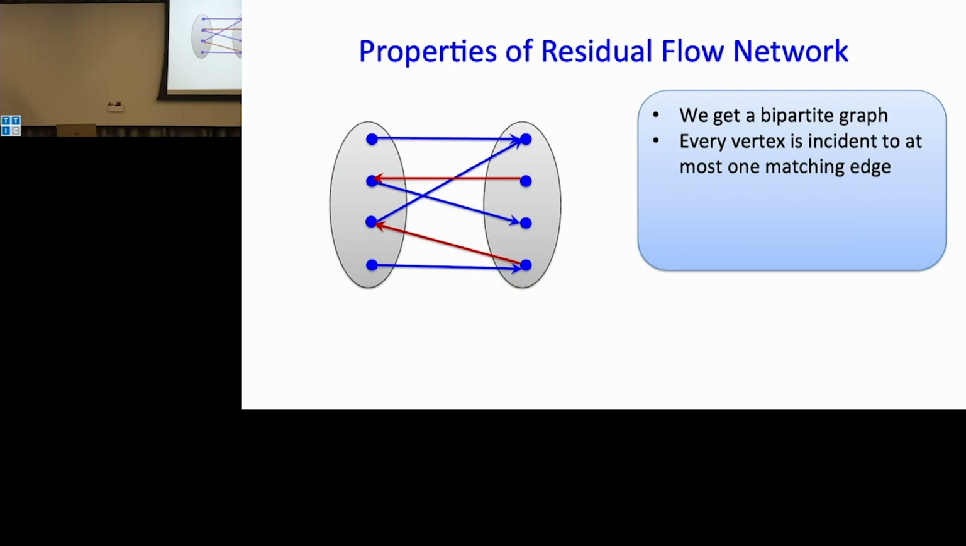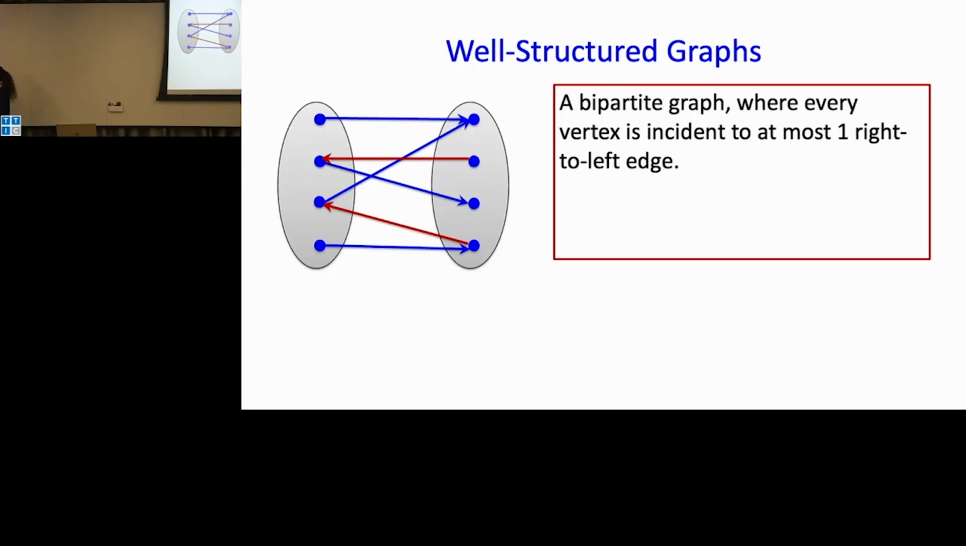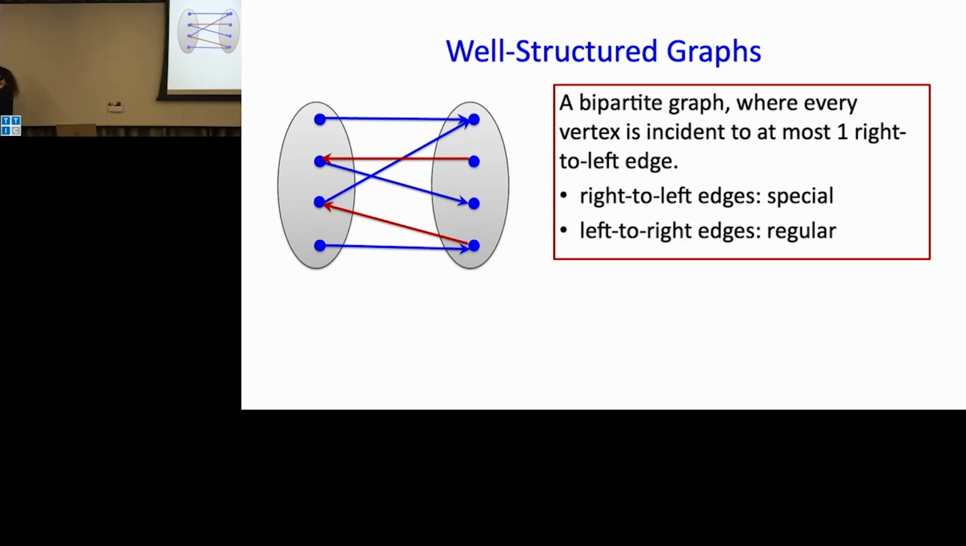So these red edges correspond to the edges of the matching, and they're directed from right to left. So every vertex is going to be incident to at most one right to left edge. We're going to talk a lot about graphs like that, so I'm just going to give them a name. I'm going to call them well-structured graphs. Generally, a well-structured graph is a directed graph that's bipartite, so edges go in both directions. And if you look at the edges that go from right to left, then every vertex is incident to at most one of them. So these red edges, I'm going to call them special edges because they have this extra property, and blue edges are going to be called regular edges.